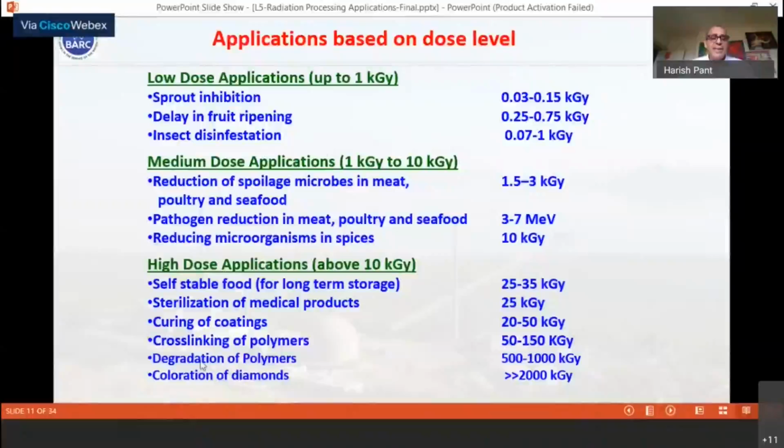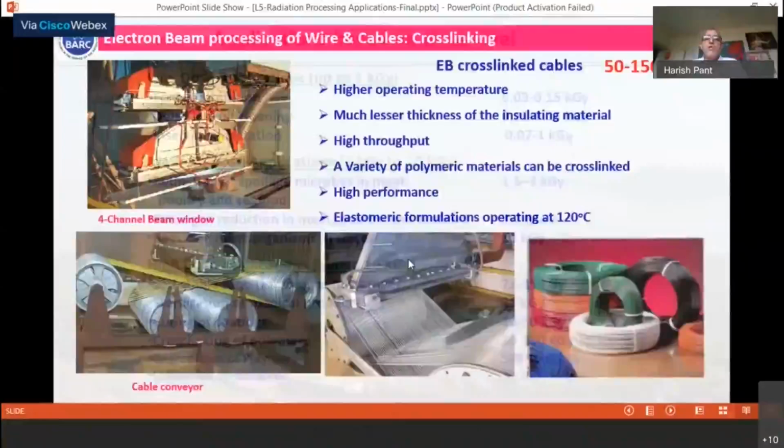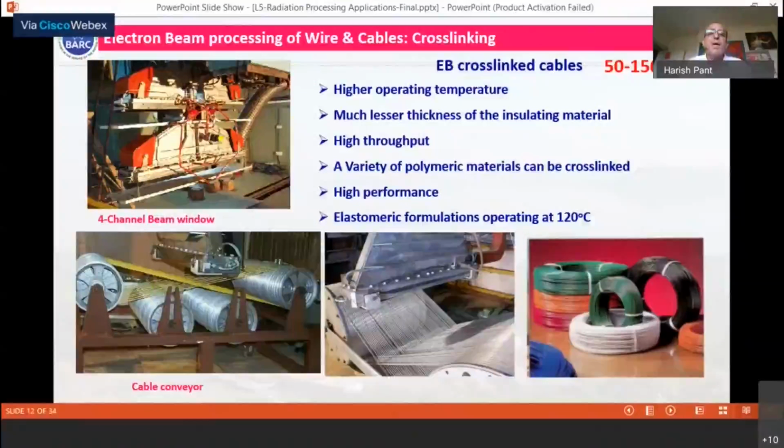And then degradation of polymers requires a very high dose, 500 to 1000 kilogray, and coloration of diamonds requires a very high dose, even more than 2000 kilogray. So these are the different dose levels. Now let us discuss some examples of electron beam processing applications.